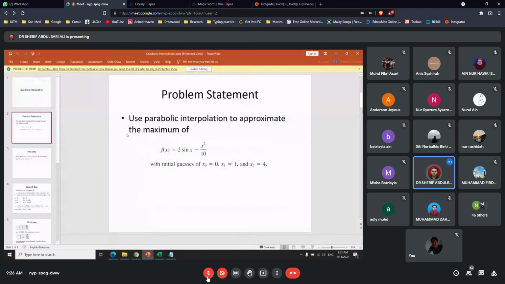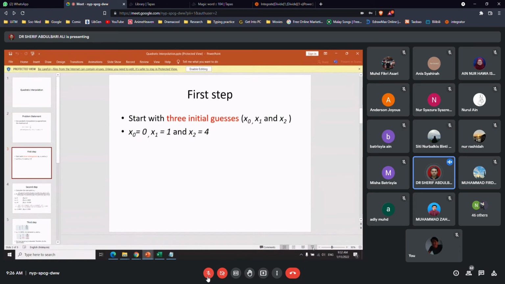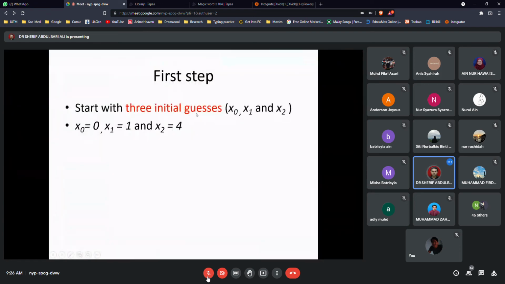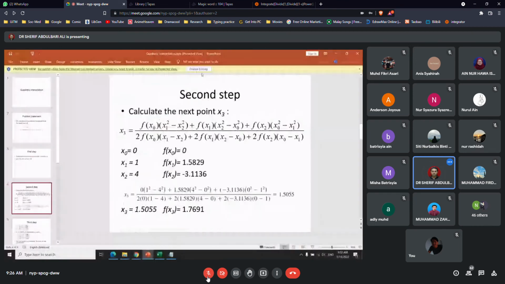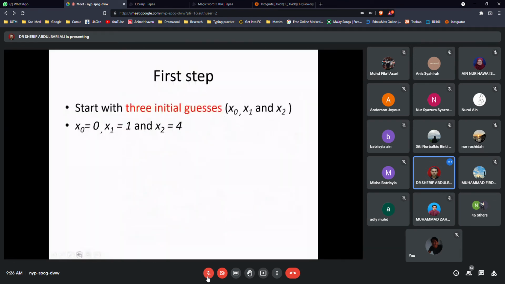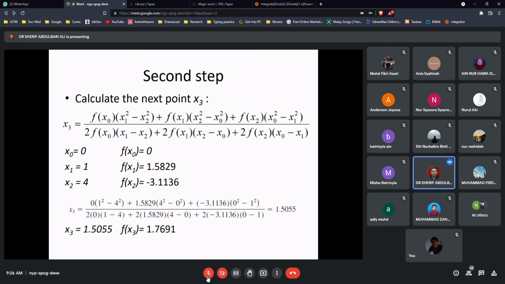What we are going to do here, this is the problem. x0 is equal to 0, x1 is equal to 1, and x2 is equal to 4. The first step, we are going to start with the three initial guesses, x0, x1, and x2. It's already given here. Second step, we need to calculate the new x3 point using this equation. I know it's a long equation, but we need to calculate using it.